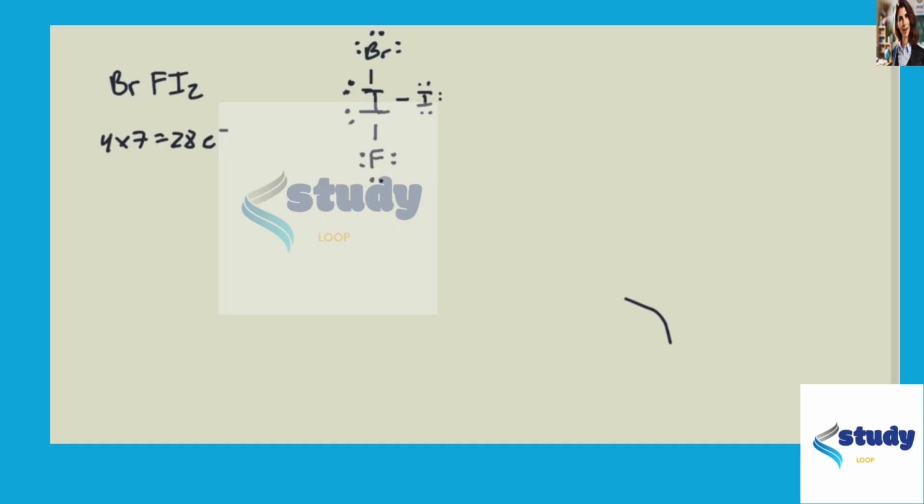So right now, the way I've drawn this, we have a T-shaped geometry because this is a mimic of trigonal bipyramidal. So this is T-shaped.